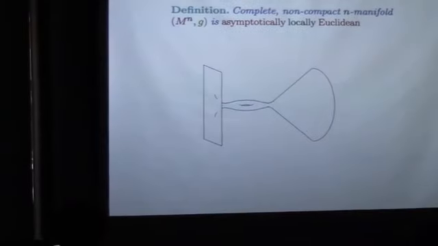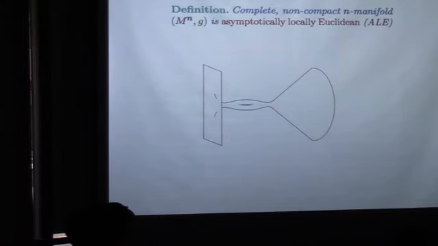Now, for many purposes, it's useful to weaken the notion of being asymptotically Euclidean to something called asymptotically locally Euclidean. I think this was invented by some physicists who were drinking beer at the time. So it's called ALE. And in fact, the abbreviation AE for asymptotically Euclidean is a back formation from this one.